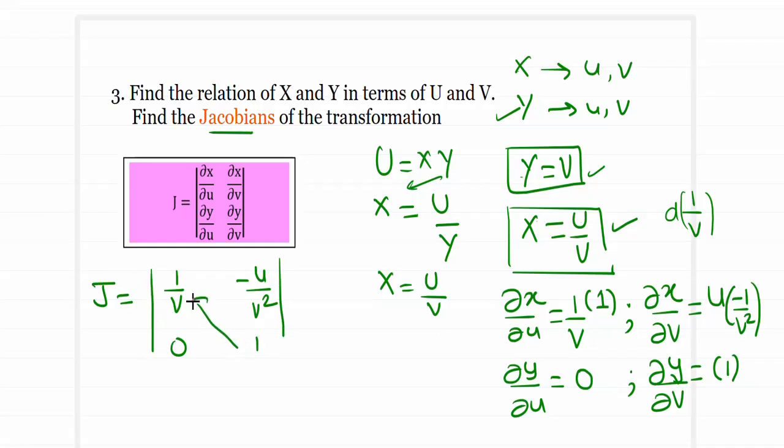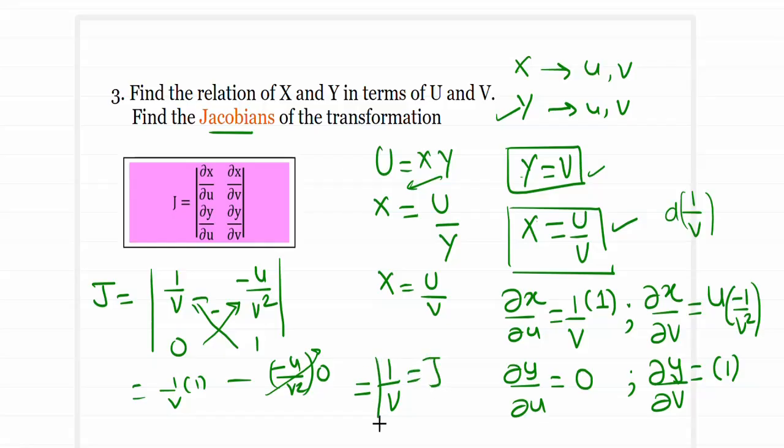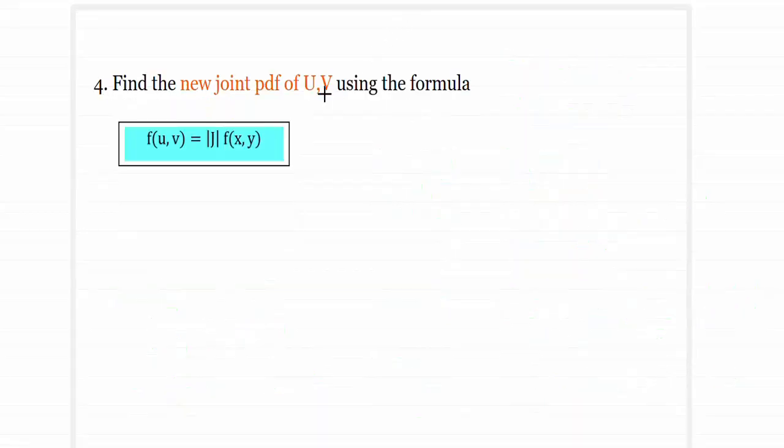It is got by cross multiplying the opposite values and subtracting one from the other. So 1 by v times 1, minus u by v squared times 0. So this will vanish, leaving you with just the first term. Therefore, the Jacobi value is 1 by v. So I now fix the Jacobi value as 1 by v. So my step 3 is over. Now we move on to step 4.